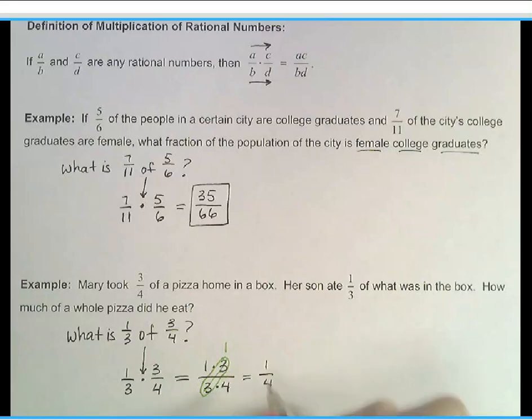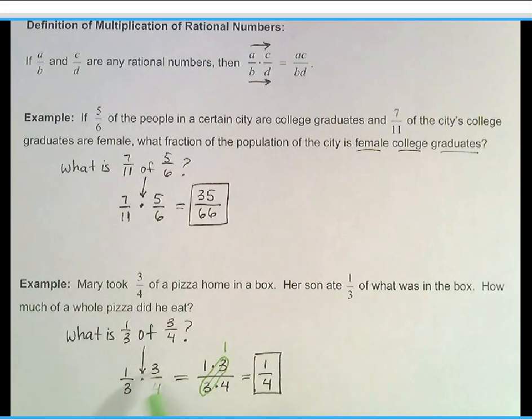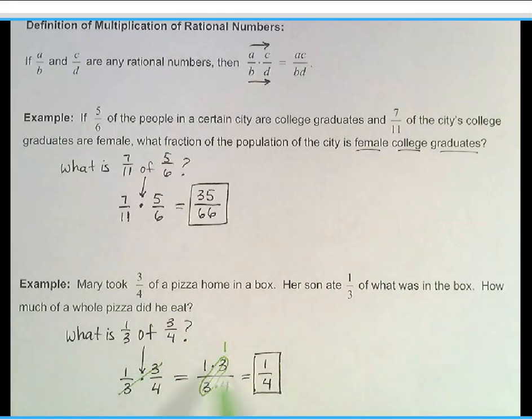And we can find out that it's 1/4 of a whole pizza is what he ate. So rather than calling it 3/12 and then having to go backwards and write the factors down and then cancel, I'm just going to cancel as I go. So you may remember, anytime you have a factor on the top that matches one on the bottom with multiplication, you may have been taught to do that. And this is the reason why.